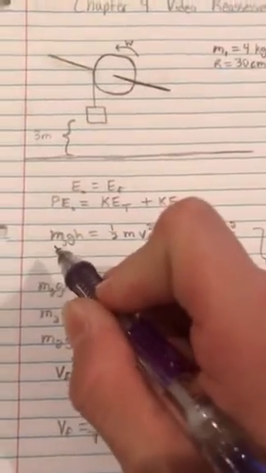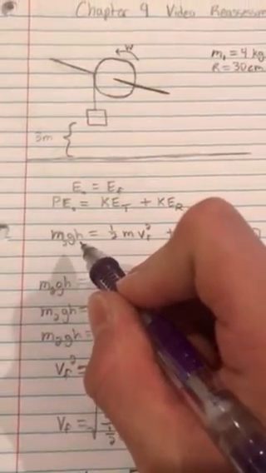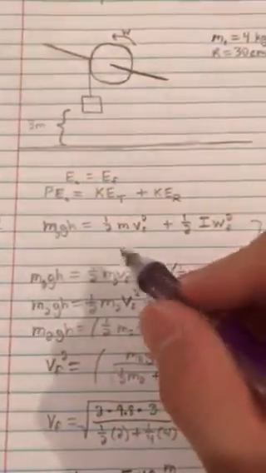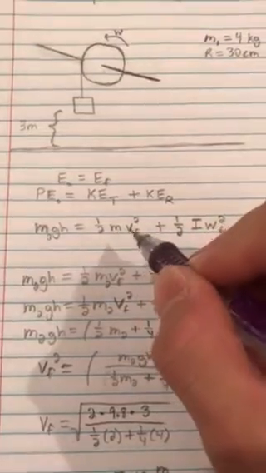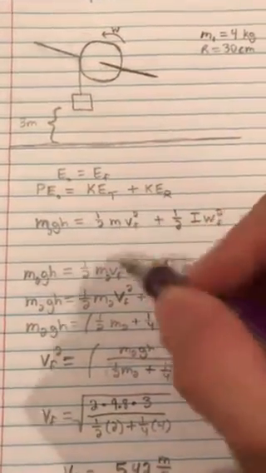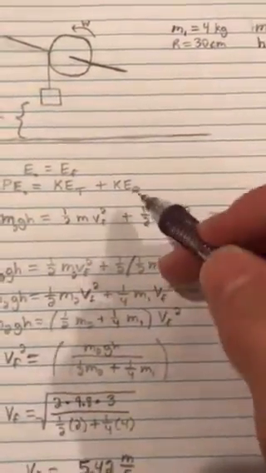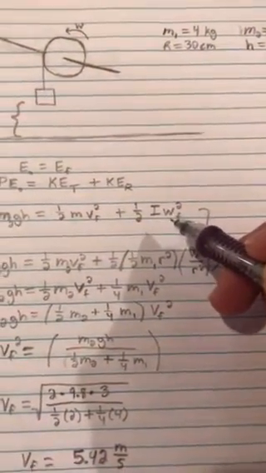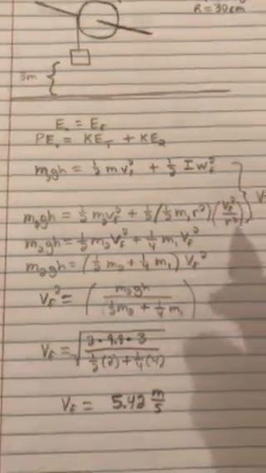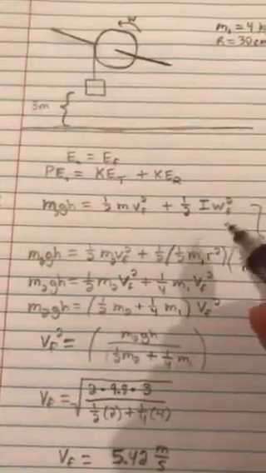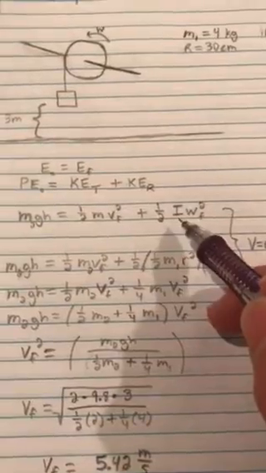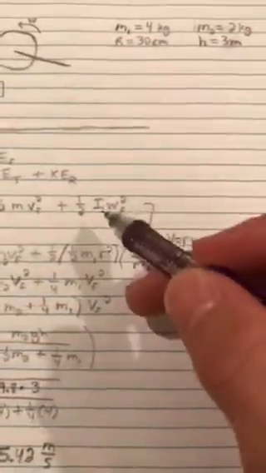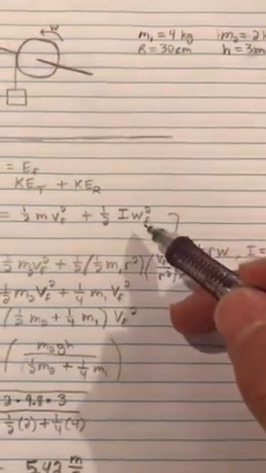So the mass times gravity times height is the equation for potential energy. And then we have 1/2 mass times velocity squared, which is translational energy. And then we have rotational energy, which is 1/2 moment of inertia times omega squared. Now we gotta move some formulas around. We gotta figure out how you get moment of inertia and omega.